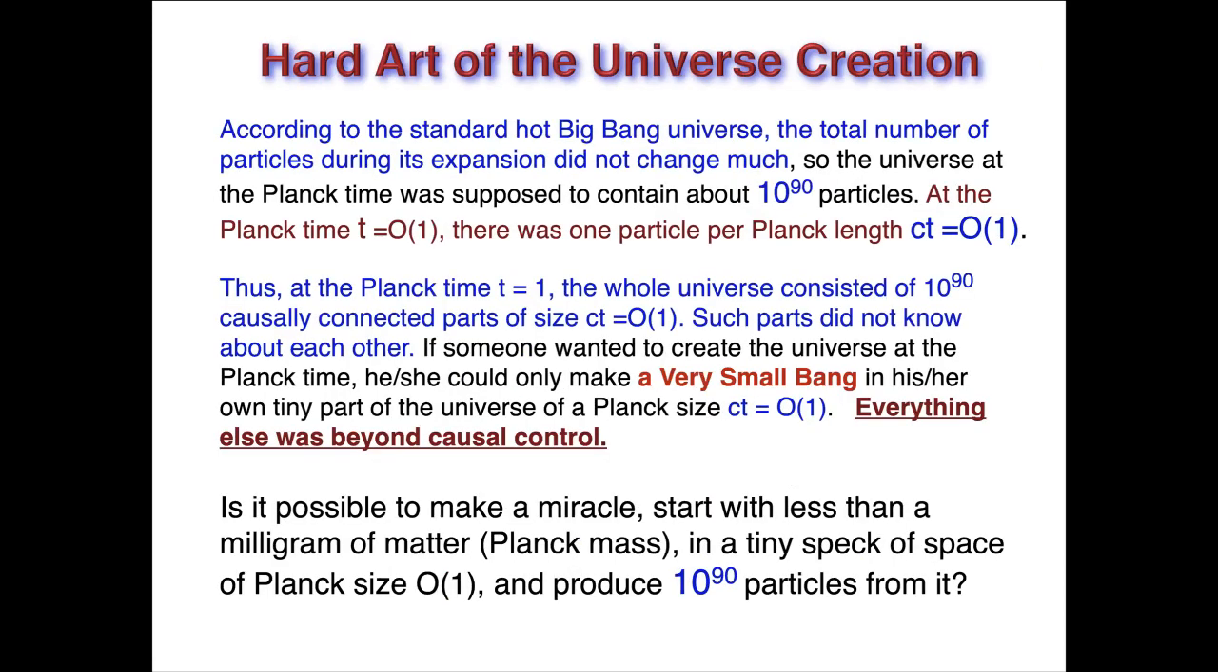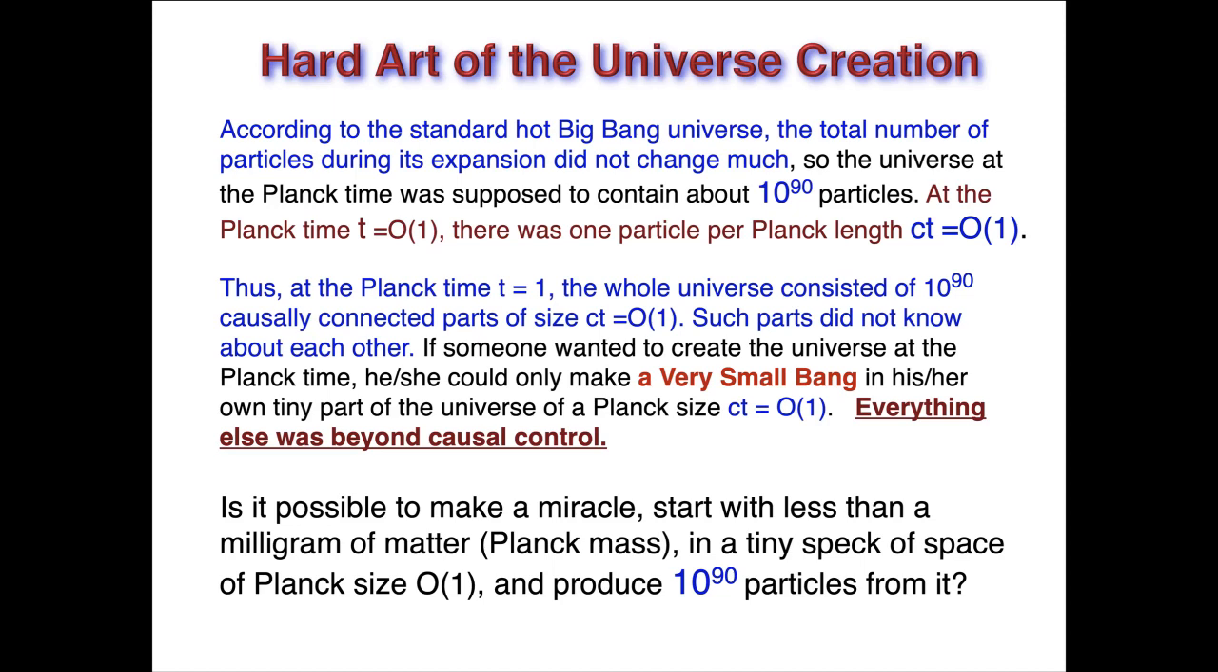Because what does it tell you? Right now we have 10 to the 90 particles. At the Planckian time, there was only one particle per Planck length, which means that at Planckian time, when for the first time you can start describing the universe using normal cosmology, the whole universe consists of 10 to the 90 different regions, inside each of which you can talk to each other, but outside you do not see your neighbor, because the time was too small.